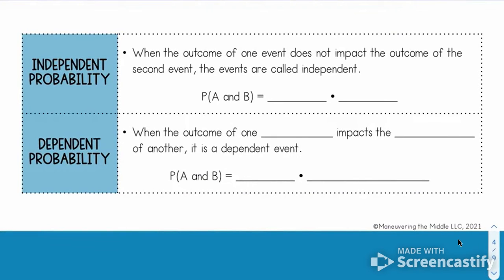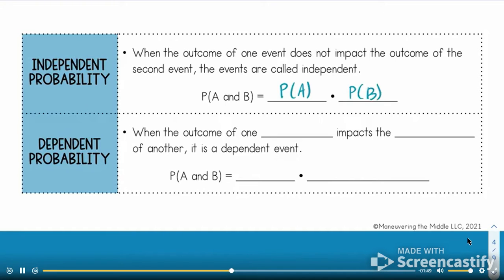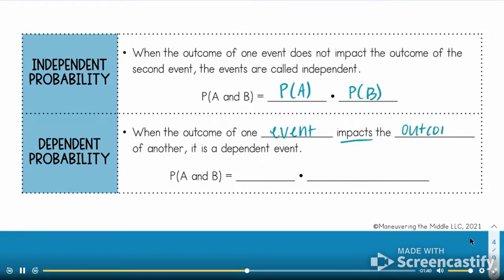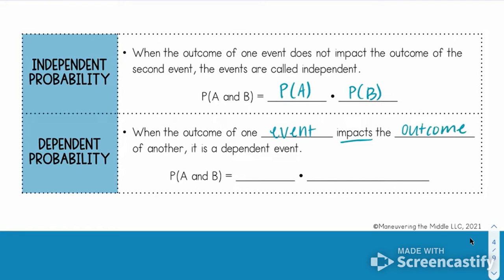Independent probability is when the outcome of one event does not impact the outcome of the second event. So the probability of A and B is represented by the probability of A times the probability of B. That's what you did yesterday. Make sure you're writing. Whenever the outcome of one event impacts the outcome of another, then it is a dependent event. So the probability of A and B would be the probability of A times the probability of B after A.